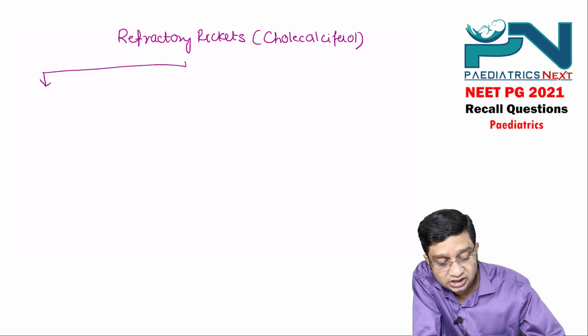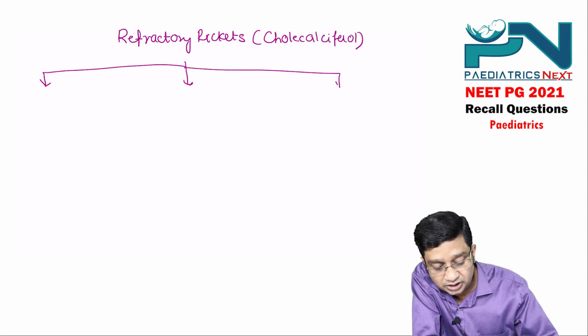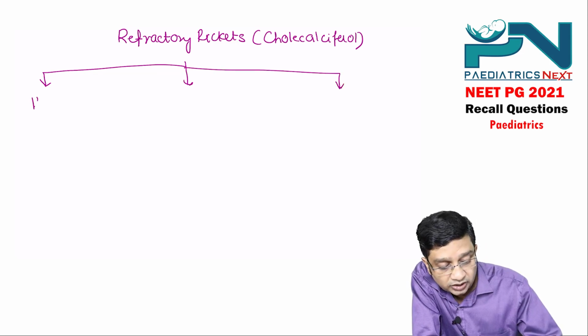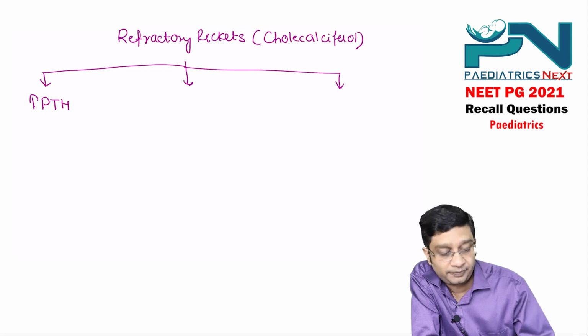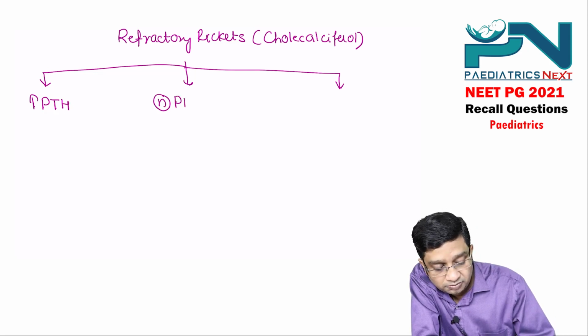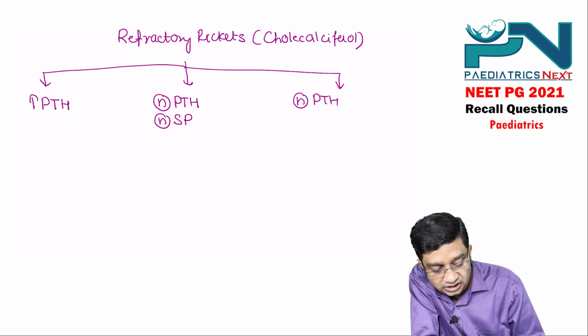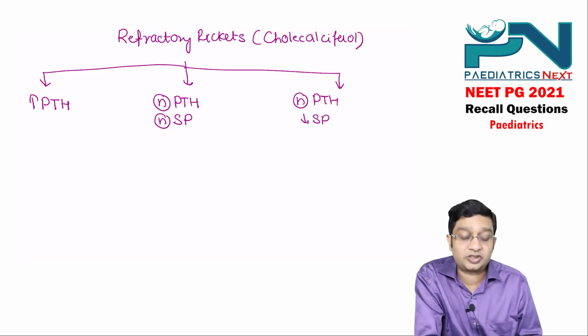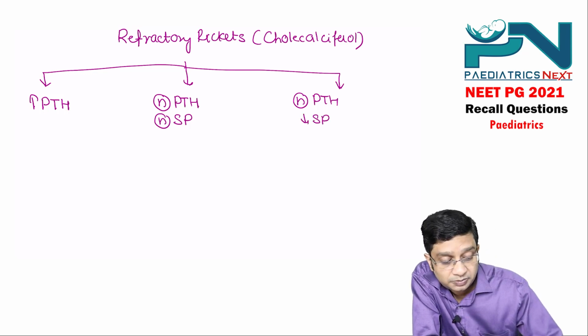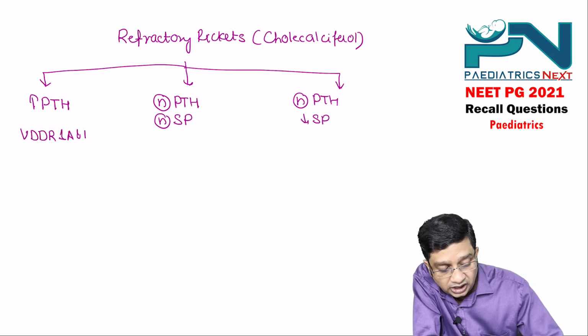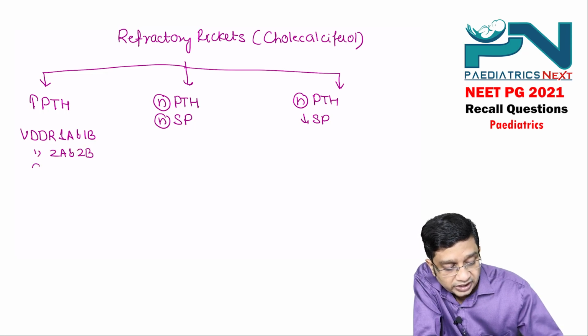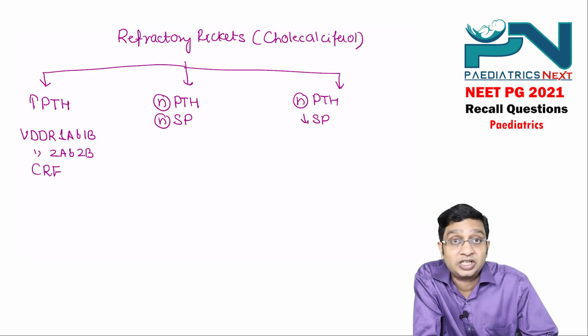And when you consider refractory rickets, there is one with increased PTH level, another with normal PTH level and normal serum phosphorus, and a third with normal PTH and decreased serum phosphorus. Now, if you consider first increased PTH, this includes VDDR1A and 1B, VDDR2A and 2B, and chronic renal failure.